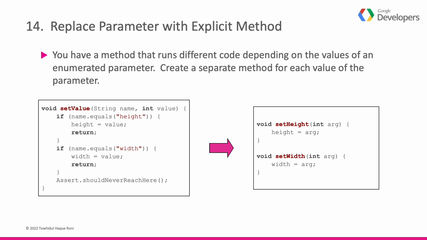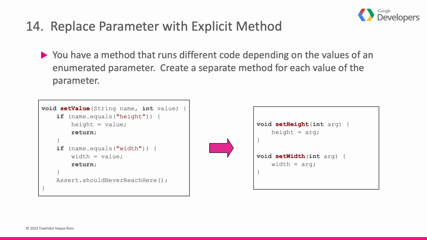In the pursuit of code clarity and maintainability, the replace parameter with explicit methods refactoring technique plays a pivotal role. When a method exhibits different behavior based on an enumerated parameter, creating a distinct method for each parameter value simplifies the code and enhances readability. Consider the original method with the parameter-based branching.